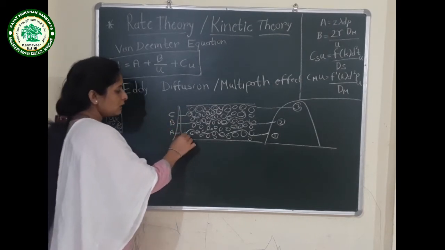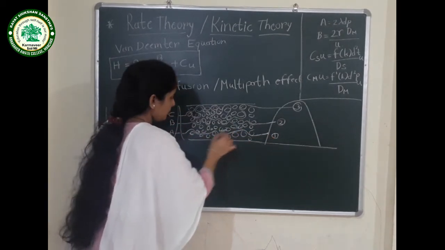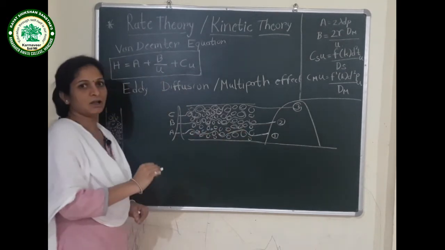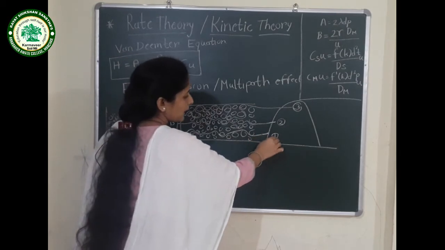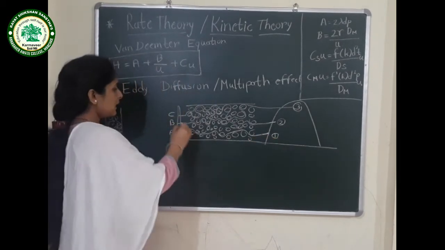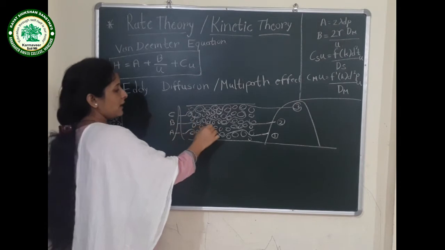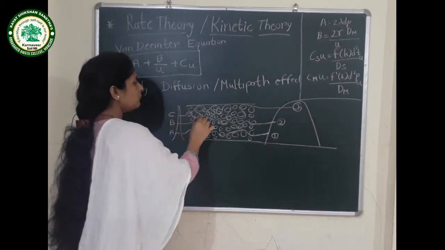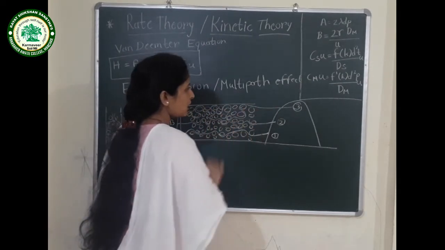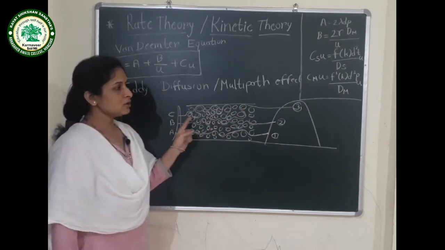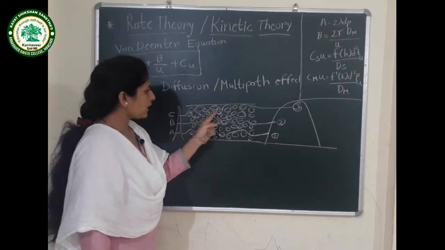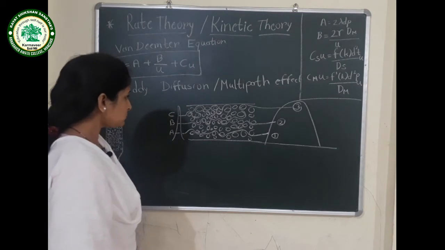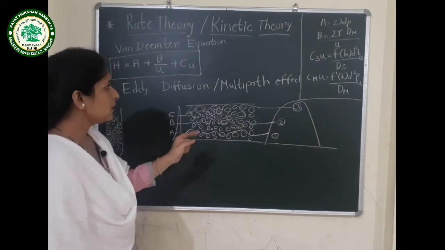This A component will require the shortest time because it travels the shortest route in the stationary phase. Therefore, A component will elute first, then B component will require some more time than A component, and C component will require the largest time for the elution because it travels through the longest path. This is what Eddy's diffusion means, the multipath effect.